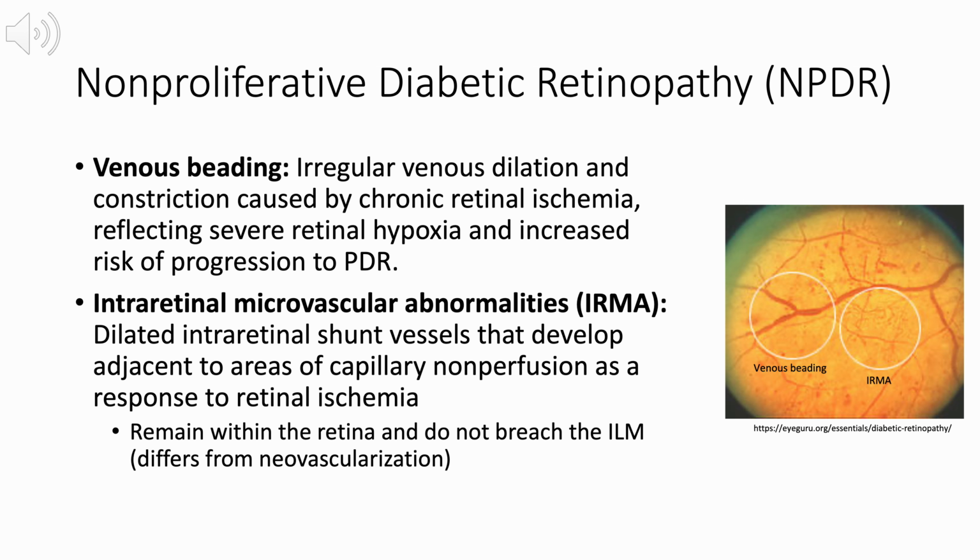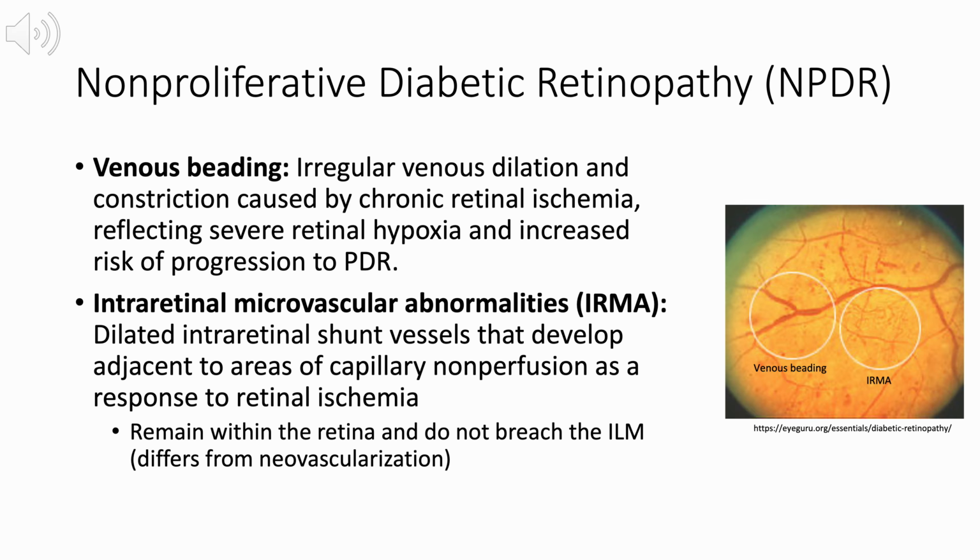Intraretinal microvascular abnormalities, or IRMA, are dilated intraretinal shunt vessels that develop adjacent to areas of capillary non-perfusion as a direct response to retinal ischemia. Conceptually, IRMA represents the retina attempting to reroute blood around a non-perfused capillary bed.